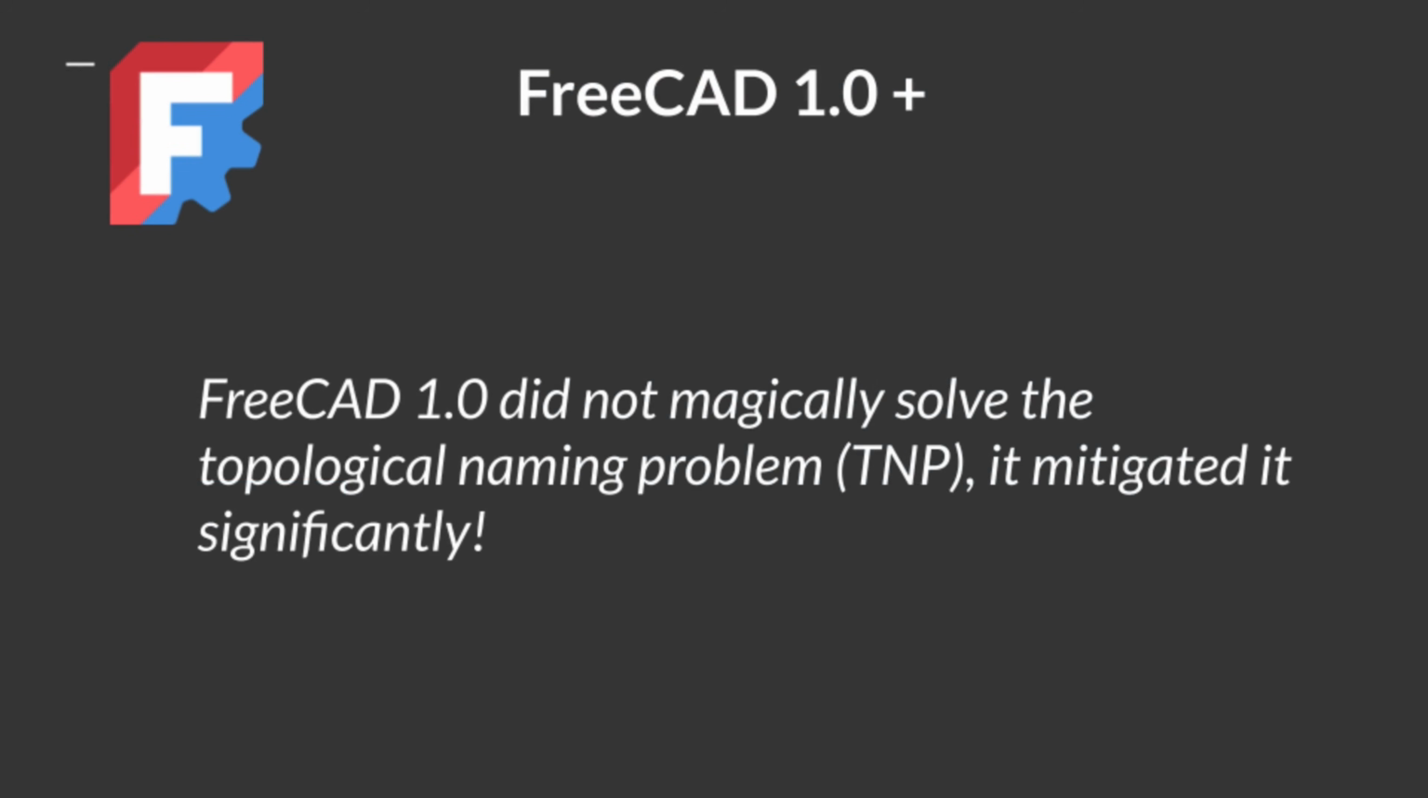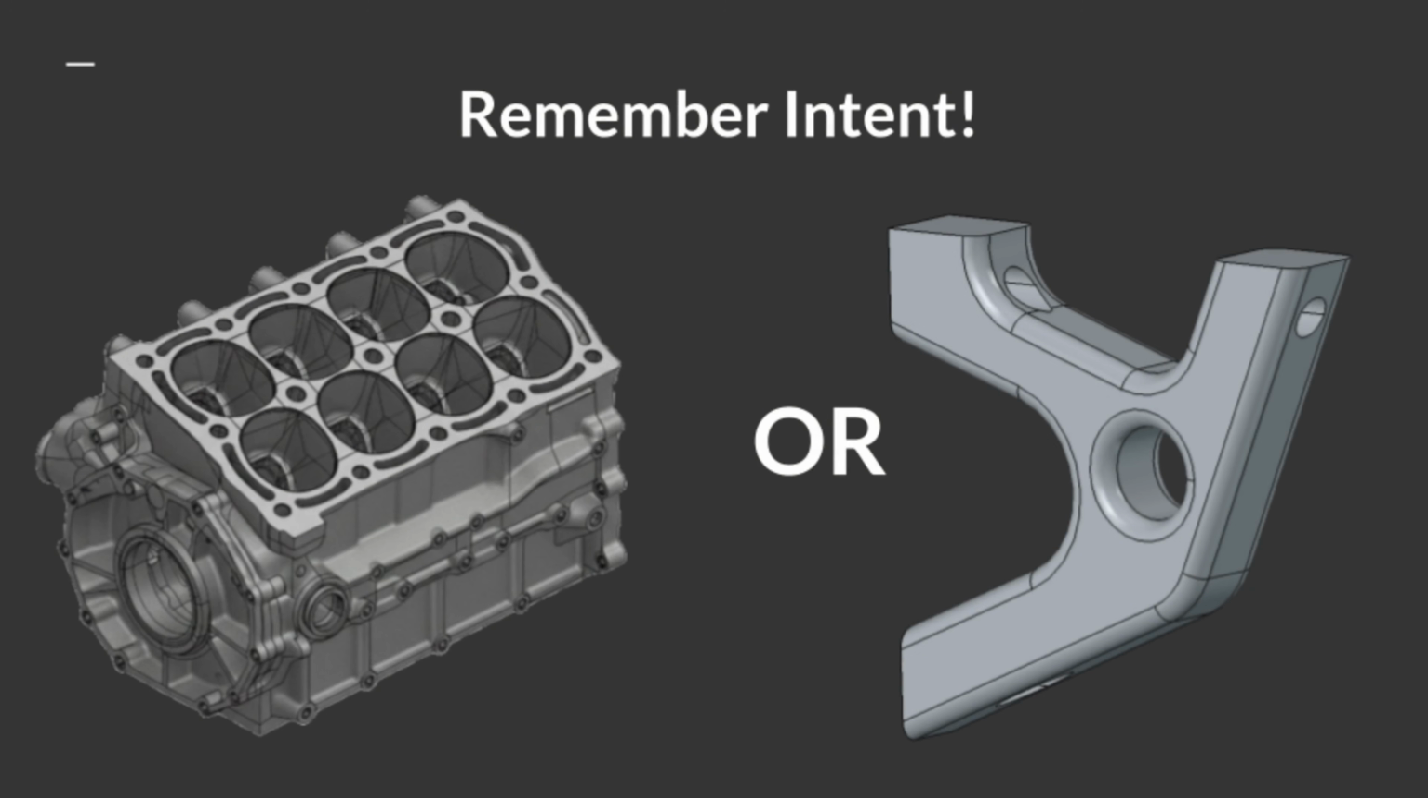FreeCAD 1.0 and above has significantly improved the handling of the topological naming problems. With better heuristics and fewer silent failures, we still have to be careful of what we attach to. Applying these techniques ensures that your parts remain flexible, reliable, and easier to maintain, especially as your design grows. But always remember the design intent. We could spend a lifetime creating the perfect, failure-proof model of a simple wall bracket.